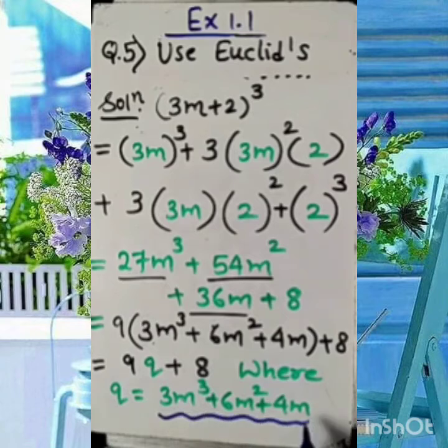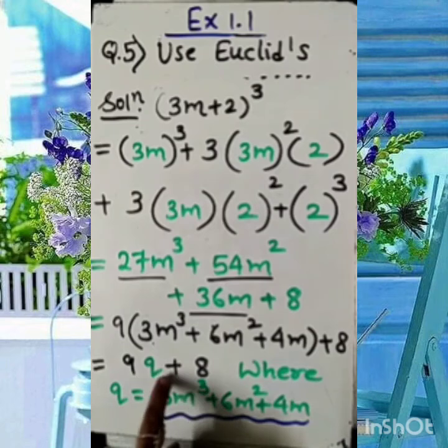So you can see we have proved all the way that 3m whole cube, 3m plus 1 whole cube and 3m plus 2 whole cube can all be written in the form 9q, 9q plus 1 and 9q plus 8. So this is the completion of exercise 1.1.